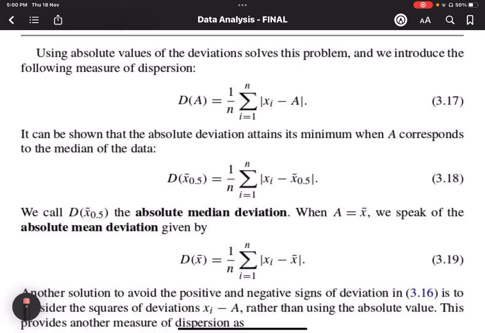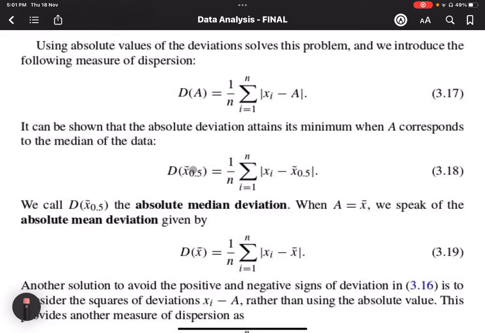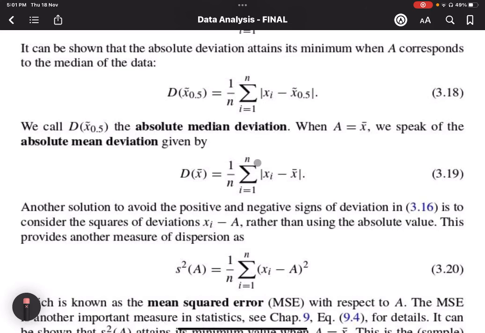So, again, definition ng ating aalamin, no? So, the absolute median deviation. Okay? Another solution to avoid the positive sign. Ito yan, definition. It can be shown that the absolute deviation attains its minimum when A corresponds to the median of the data. Ayan, ito yung median, no? x 0.5, this is the median. Okay? So, absolute median deviation. Ito yung ating formula.